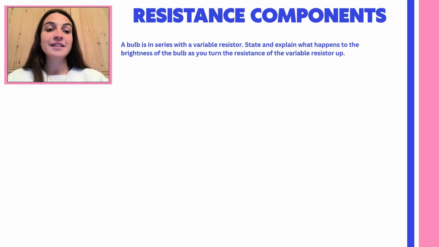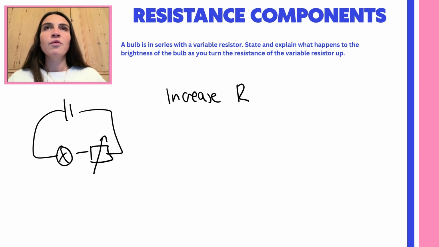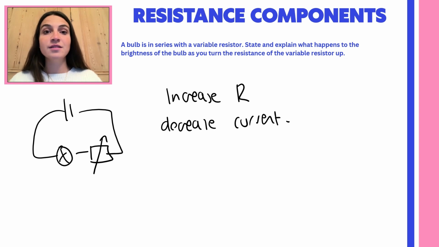Okay, a bulb is in series with a variable resistor. State and explain what happens to the brightness of the bulb as you turn the resistance of the variable resistor up. Okay, let's first have a diagram so we can see what is going on here. I've got a bulb in series with that variable resistor, and then I'm going to increase the resistance of that resistor. What that will do is decrease the amount of current that is flowing through that resistor, because it's harder for the current to get through.